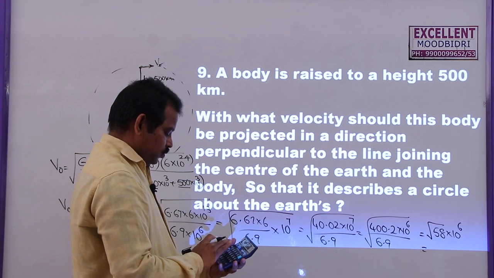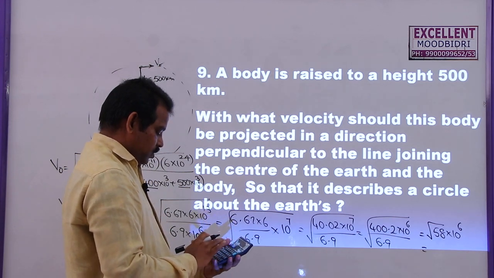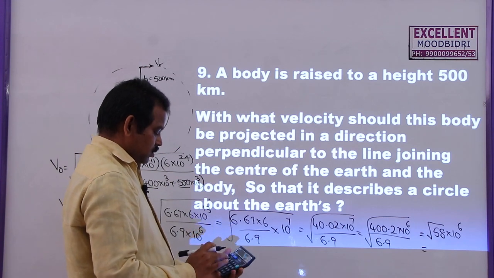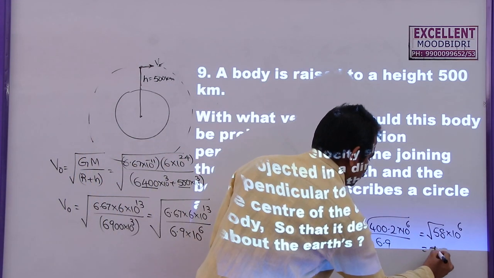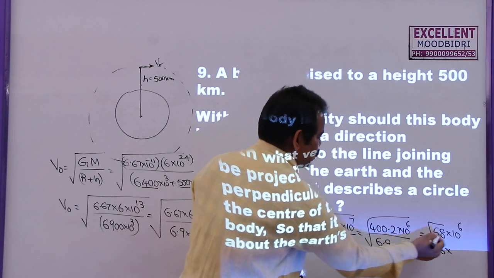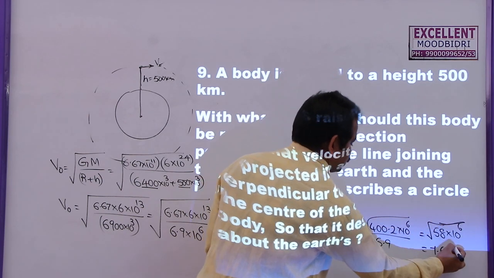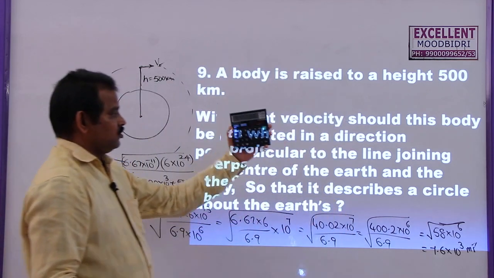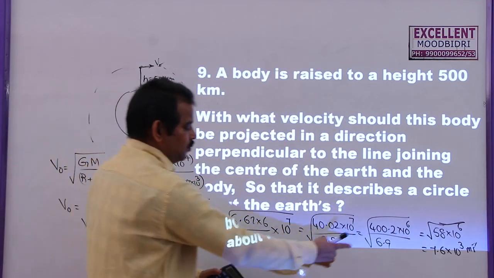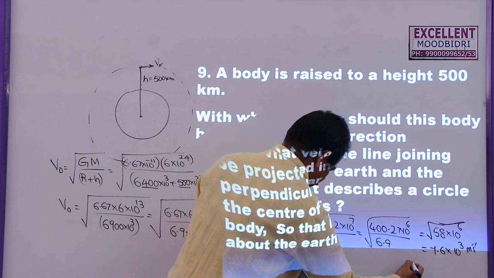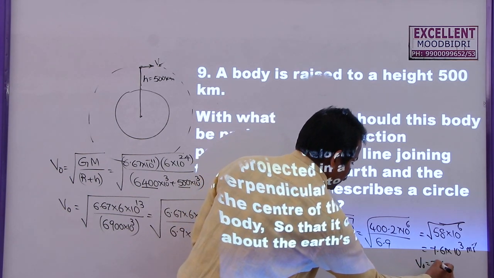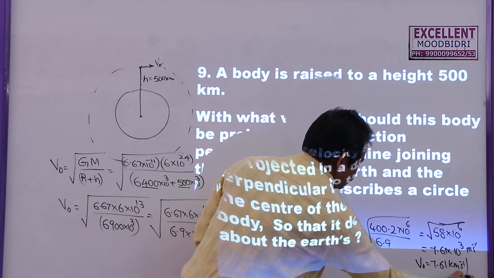So what is root 58? The root 58 value is 7.6. So this is 7.6 into 10 power 3 meter per second. So the velocity that should be provided for this one is 7.6 kilometer per second, or 7.61 kilometer per second.